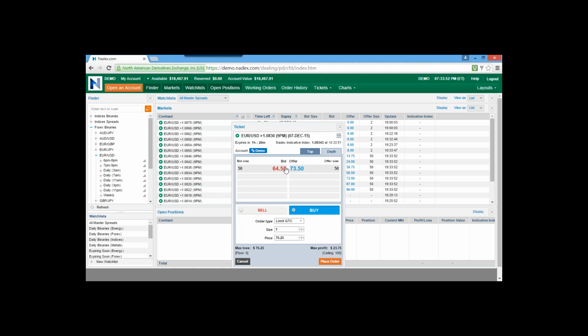If the market's right about the same as the strike, that's why it's priced around 50, because it's kind of 50-50. You know, if the market's above the strike already, like here, it's going to be priced higher than 50 and closer to 100. It's more of a probability.